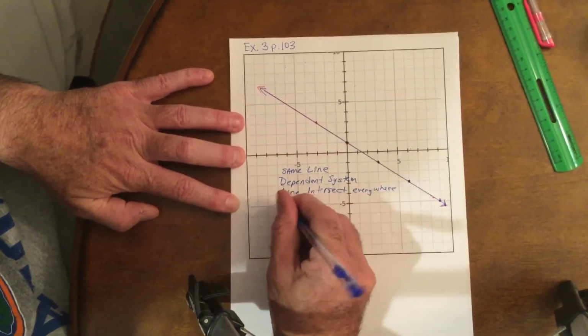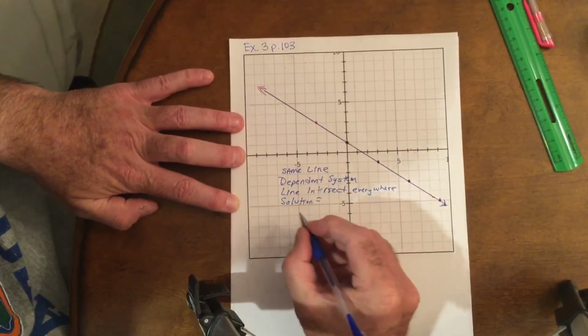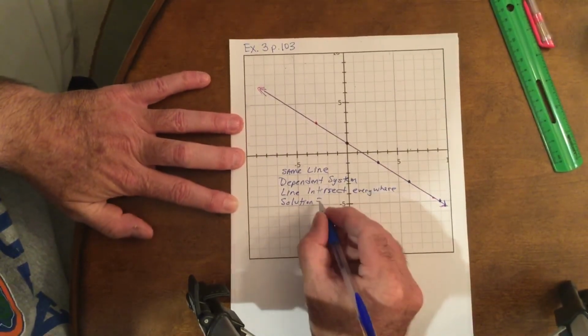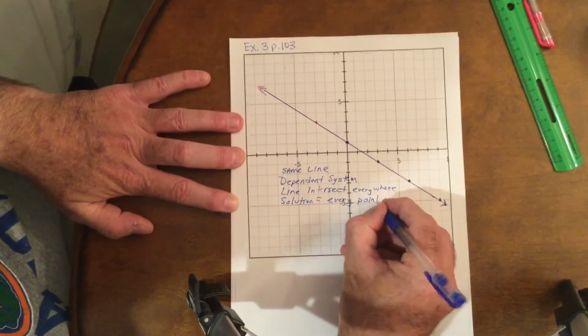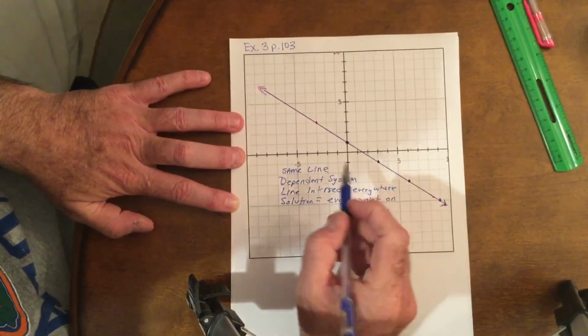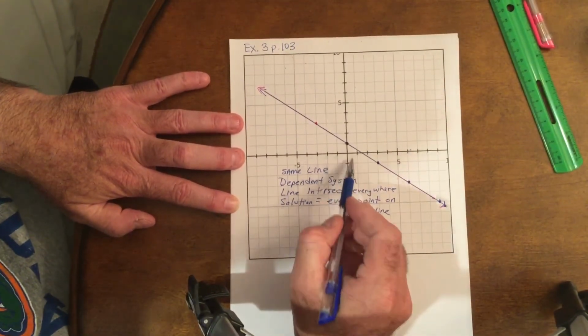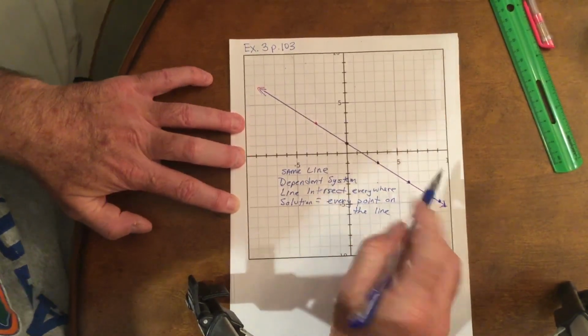And so that means the solution, and this is what you will write down, this is what Mrs. Perkins is going to want to see, the solution is every point on the line. And you could see that when we were graphing. I go down 2 over 3, and I kept intersecting with my line everywhere.